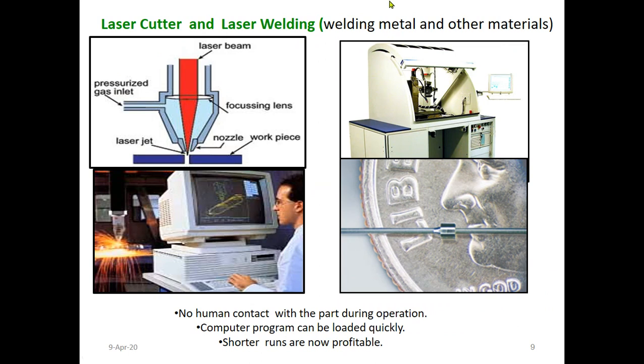Another use in metallurgical science and material science is the laser cutter and laser welding. In that case, no human contact with the part during operation is required, because most of the work is done by this machine. To control this machine, we have a computer program. We give the commands on the computer, and accordingly the nozzle moves wherever it is required, and just by pressurizing gas, inflating the laser beam and focusing it on the part, we can cut, and we can also weld the object.